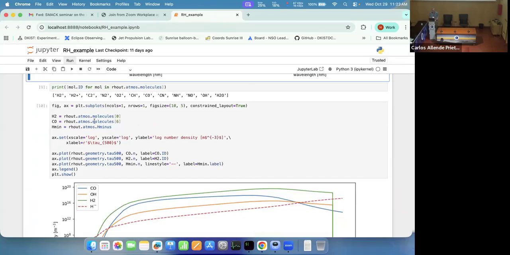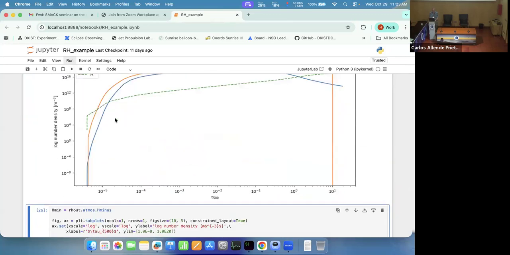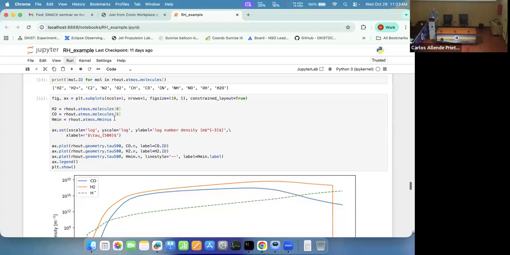Then a little word about molecules. In this case, I had included 12 molecules. These are their IDs. Then we can plot the different molecular densities. For instance, H2 and CO. H2 is the first molecule, that's why I use 0 here. CO is the 7th, which then I use index 6.